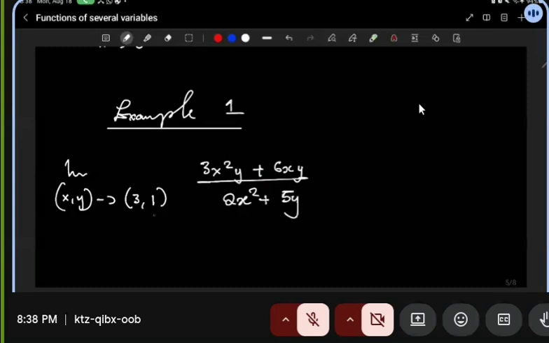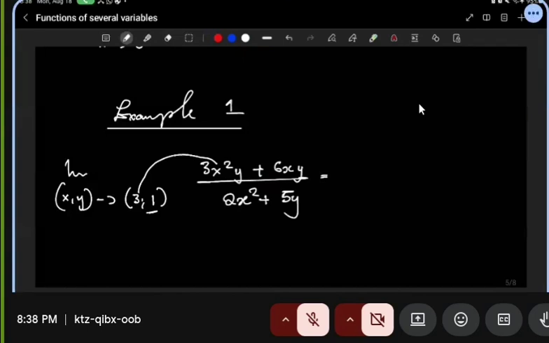For simple functions like this one, where substitution does not really result in a problem, you can just go directly and plug in the values of x wherever there's x and the values of y wherever there's y. That is, if at that point the function is defined. For some cases, you'll find that at that point the function is not defined, and that is where we will have to start looking at the behavior as we get closer to that point.